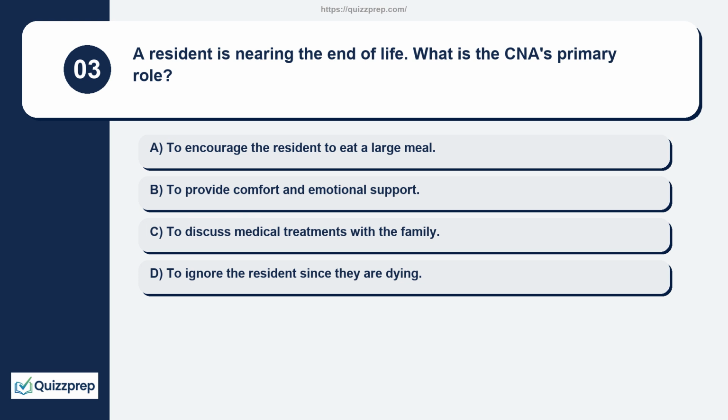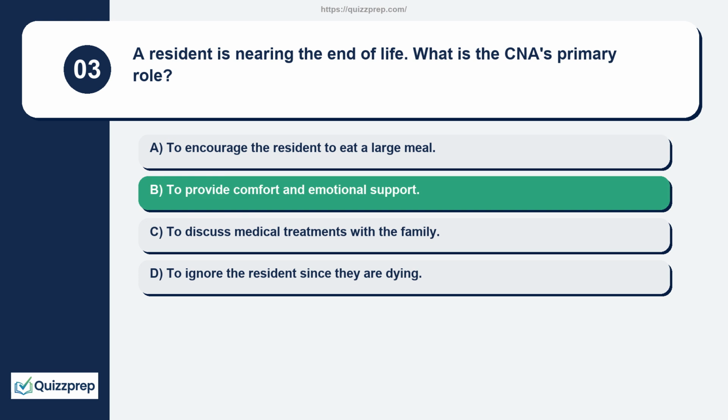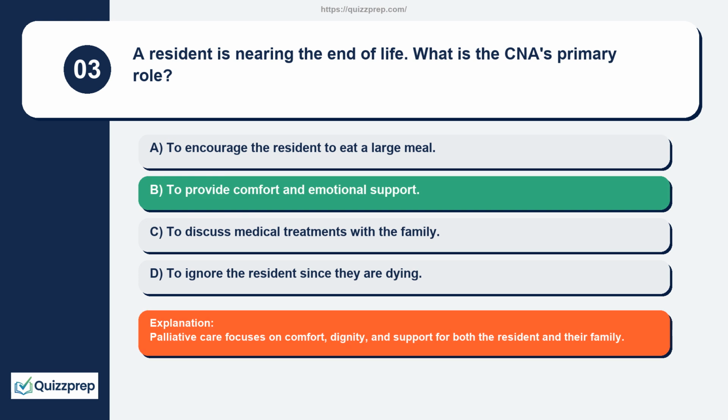Question 3. A resident is nearing the end of life. What is the CNA's primary role? To encourage the resident to eat a large meal, to provide comfort and emotional support, to discuss medical treatments with the family, to ignore the resident since they are dying. Palliative care focuses on comfort, dignity, and support for both the resident and their family.